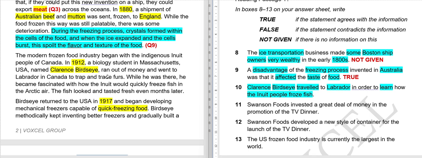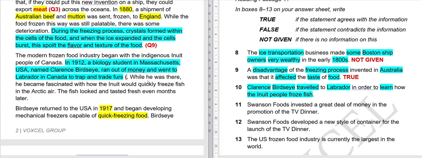So here is the answer. From this, in 1912, a biology student in Massachusetts, USA, named Clarence Birdseye ran out of money and went to Labrador in Canada to trap and trade furs. Again, I'm going to give you some time to mark. Try to figure out the answer. Till then, I'm going to write the location here.